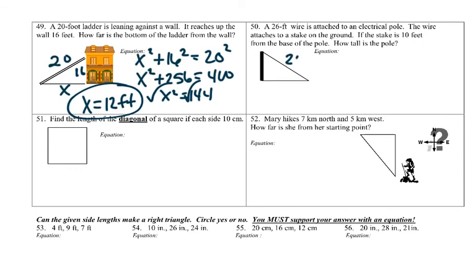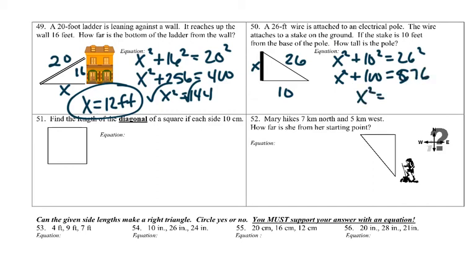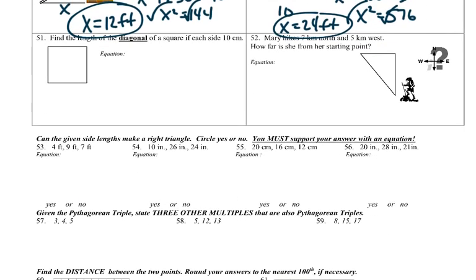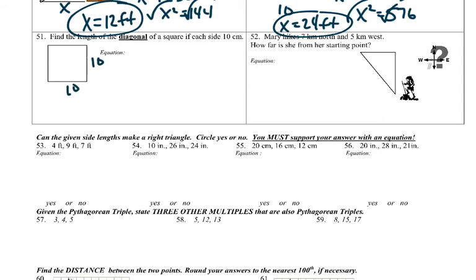The 26-foot wire is the hypotenuse. It's 10 feet from the ground, and it wants to know how high it is. So once you get the numbers in the right spot, you're just going through the mechanics of it, 676. And we've done this one a whole bunch, where it turns out to be 24, in this case, feet.